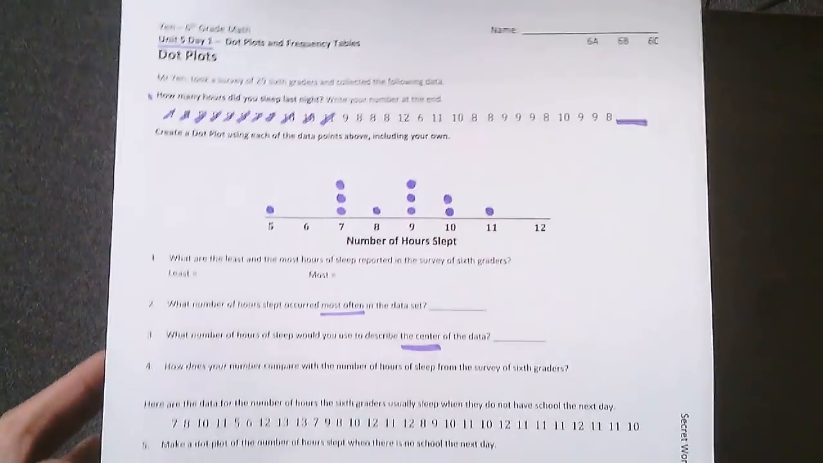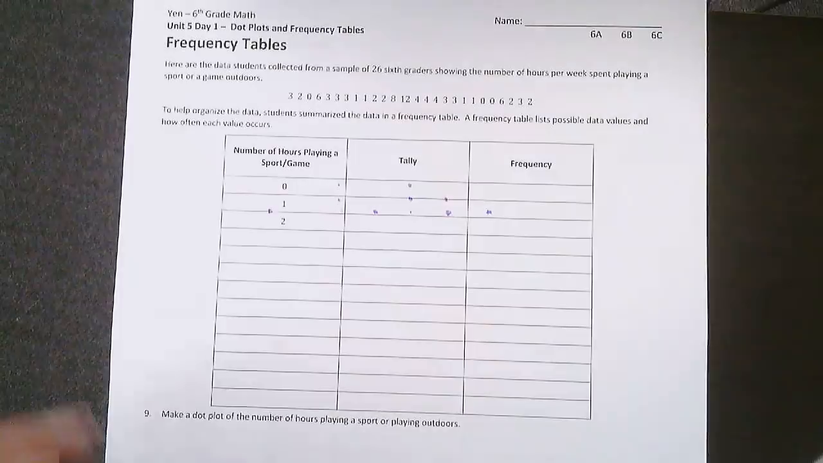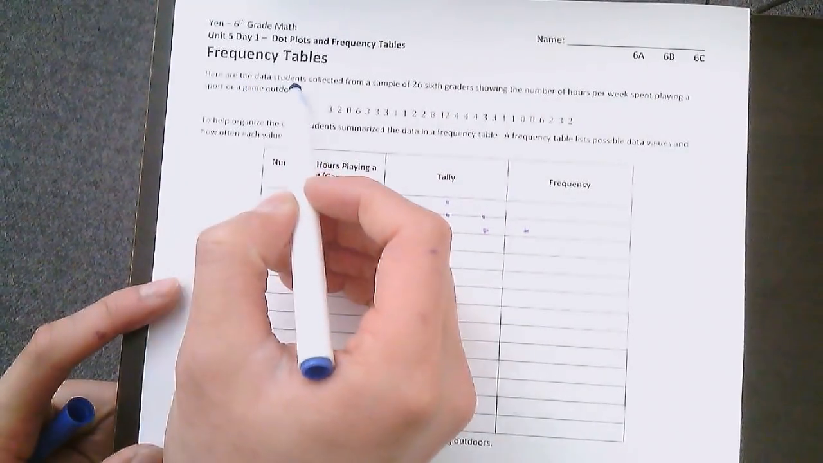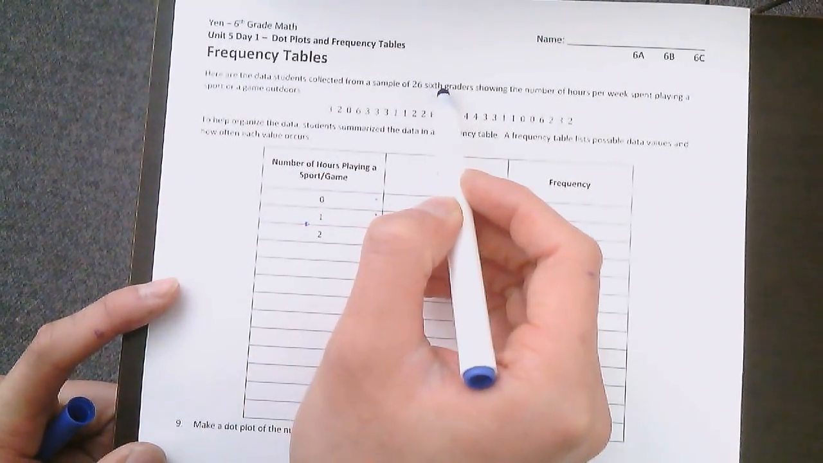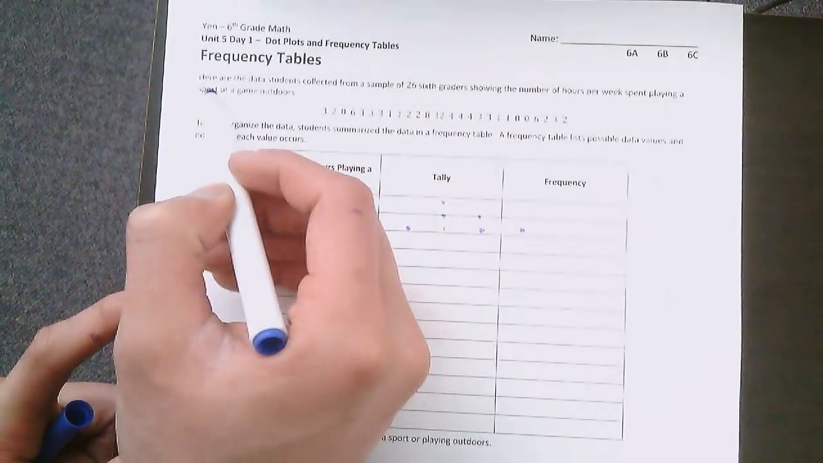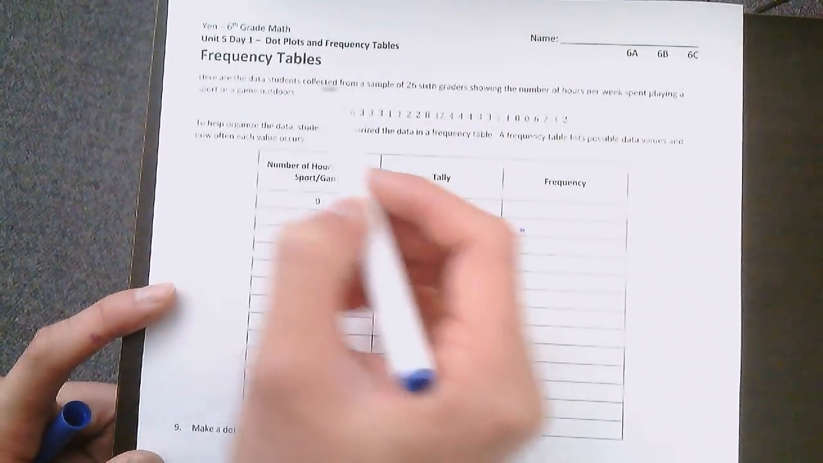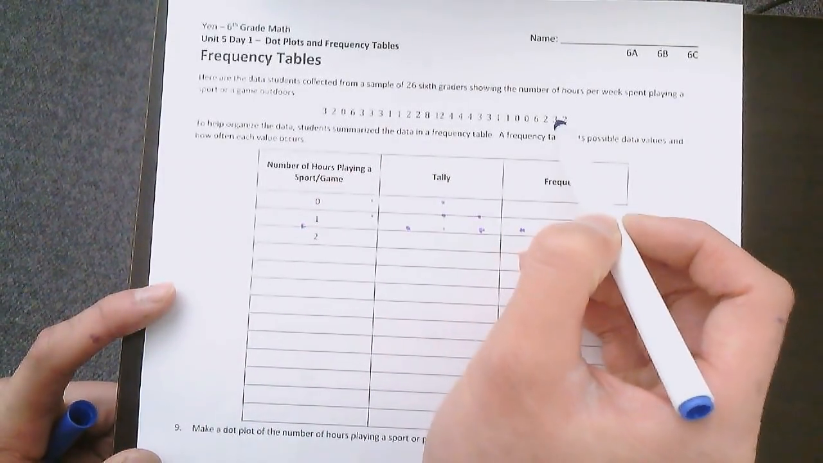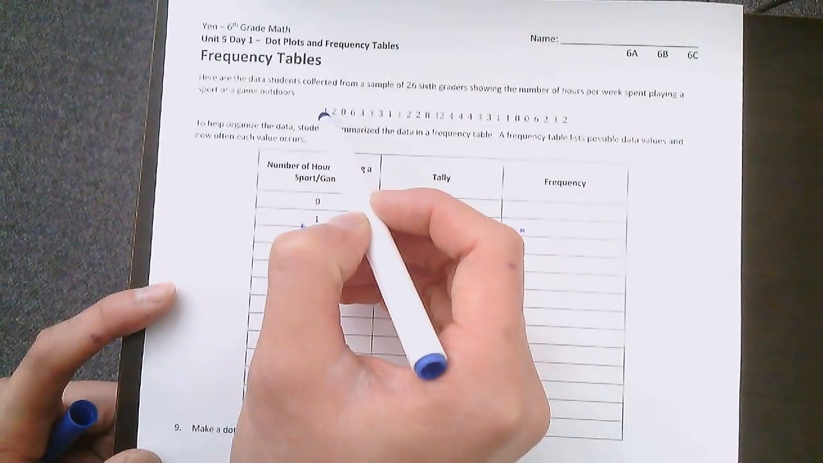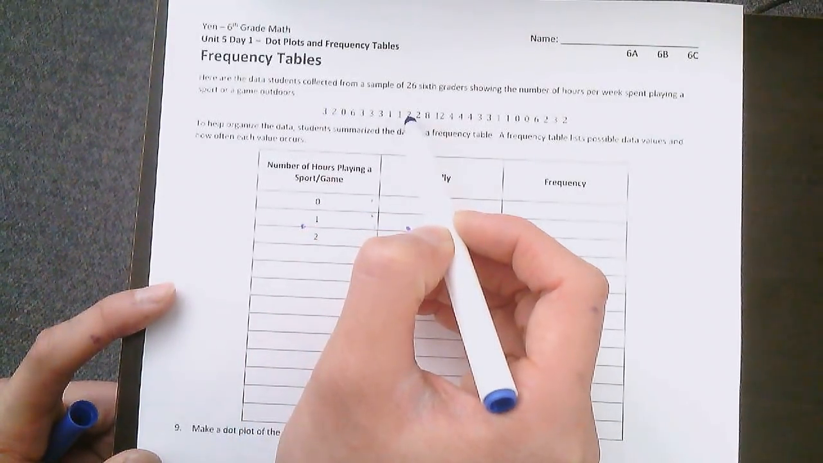So now you're done with page 2, and you're moving on to page 3, which are frequency tables. For frequency tables, let's read the direction. Here are the data students collected from a sample of 26 sixth graders showing the number of hours per week spent playing a sport or game outdoors. So we asked 26 sixth graders, how many hours per week do you spend playing sports or being outdoors? And each of these are the responses.